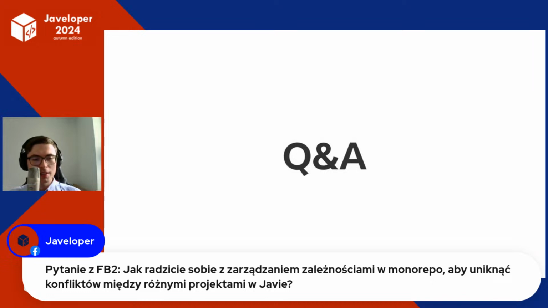So the question is how we deal with managing the dependencies in Monorepo to avoid conflicts between different projects in Java. There can be a lot of conflicts that may happen in Java. Particularly, it can happen when we have this diamond dependency problem, for example. I observed it a lot.